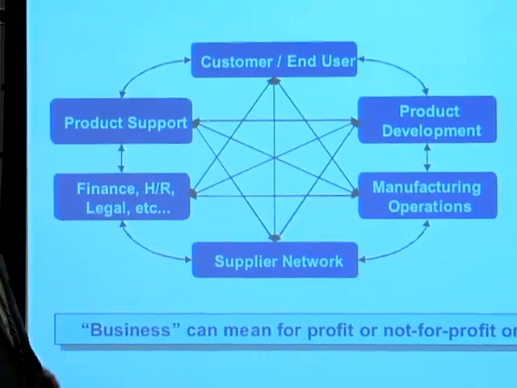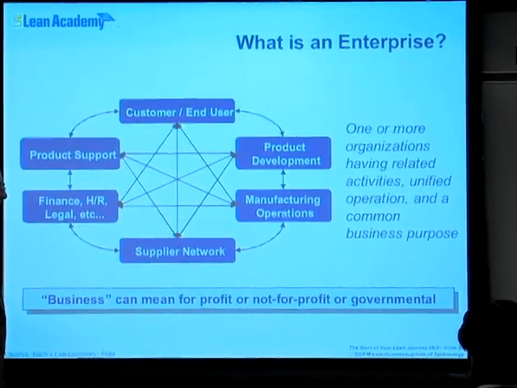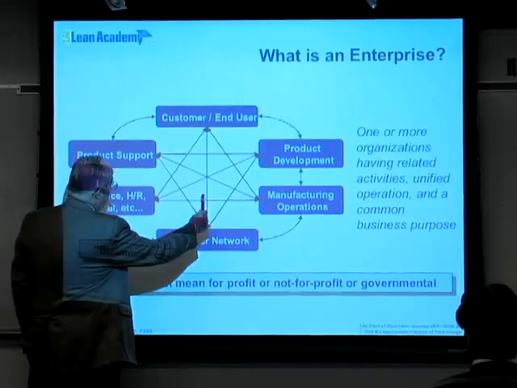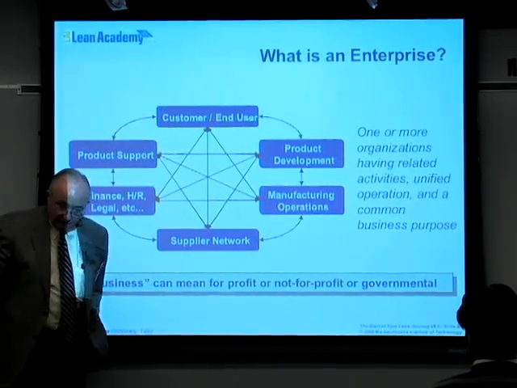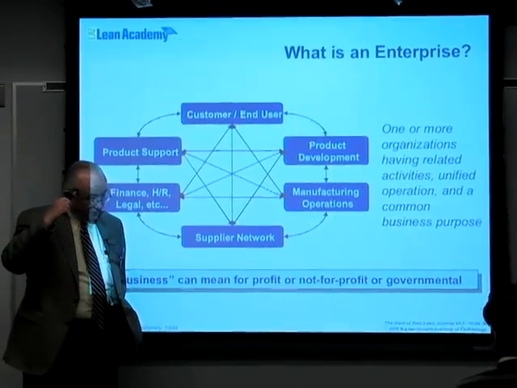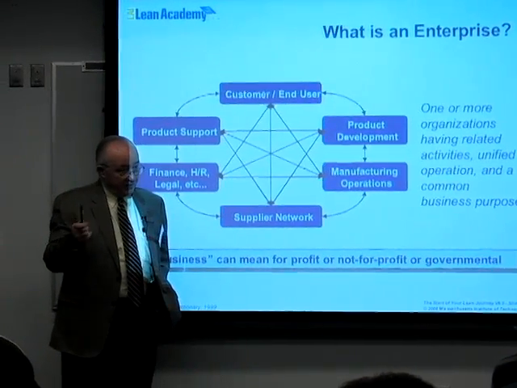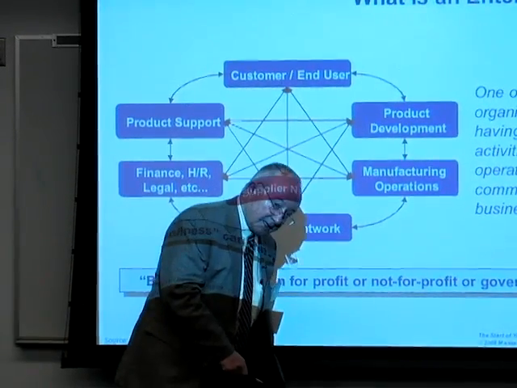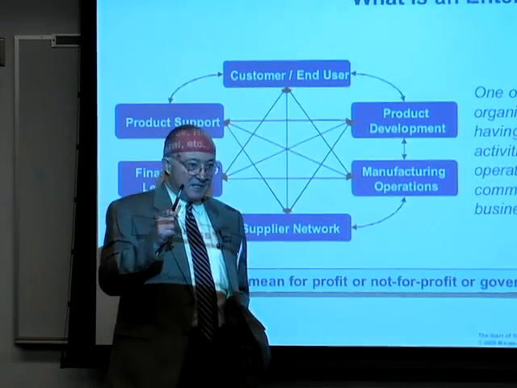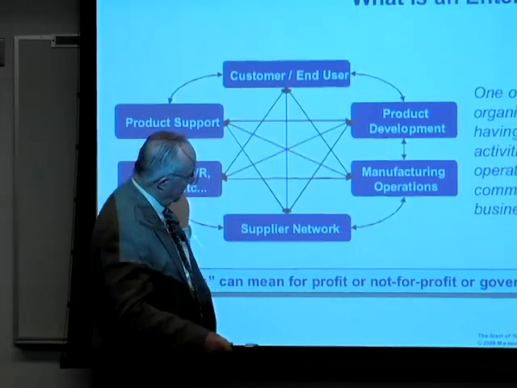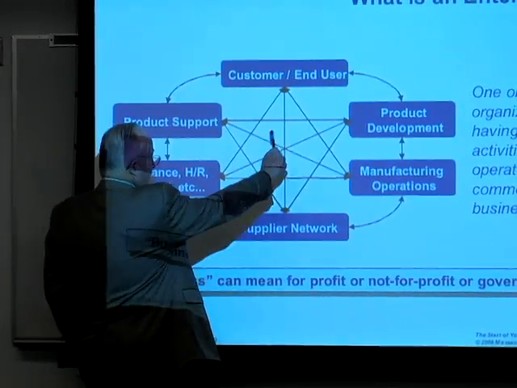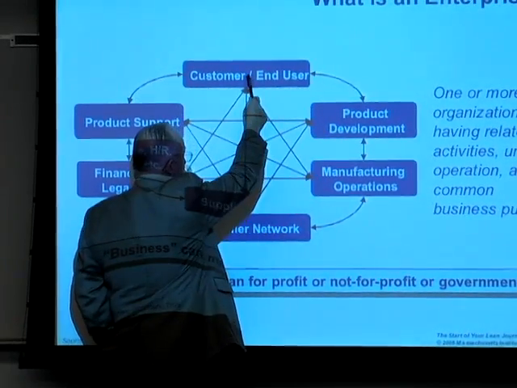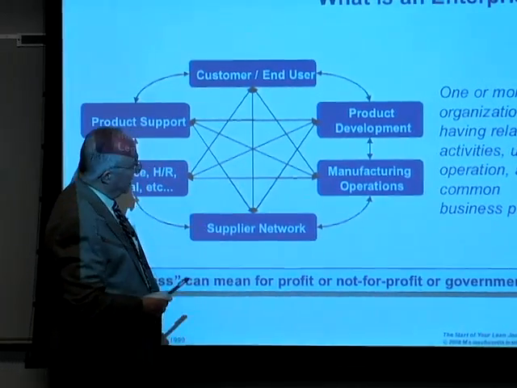So what is an enterprise? It says one or more organizations will have related activities, a unified operation, and a common business purpose. So here we are with the end user, and in lean, we focus on the end user. And remember, a new concept: is the end user the airline that buys a 787, or is it the pilot and the maintenance mechanic? Because those are the real end users, and we want to make it easier for the pilots and easier for the maintainers. And then engineering's job is to conceive a product design that achieves the value that we want to deliver to the end user.